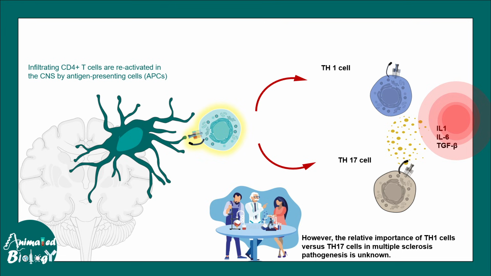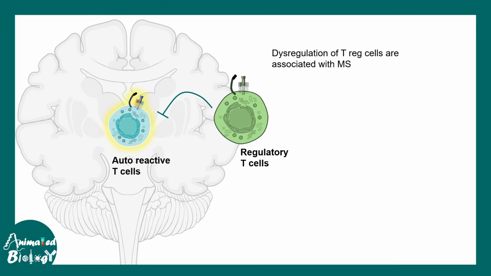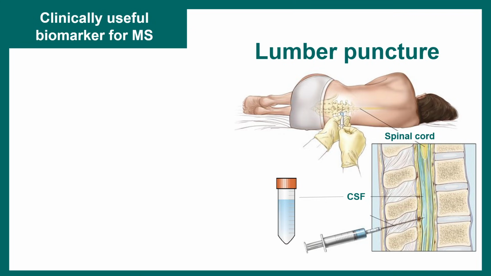Now, however, the importance of the Th1 subtype versus the Th17 subtype in the context of multiple sclerosis is unknown, and it's still subject to debate. But people strongly believe that there is a failure of the regulatory T cells to suppress these autoreactive T cells, and that is why the immune system goes haywire in case of multiple sclerosis.